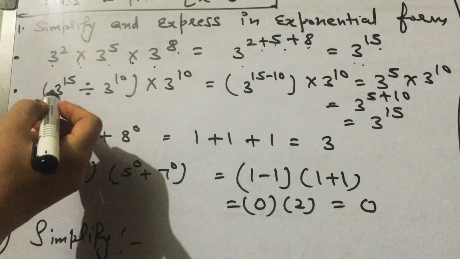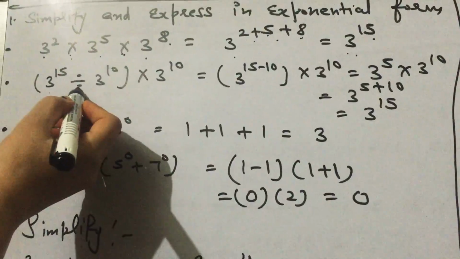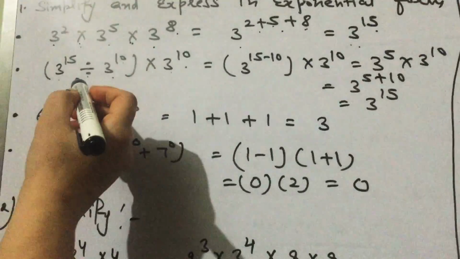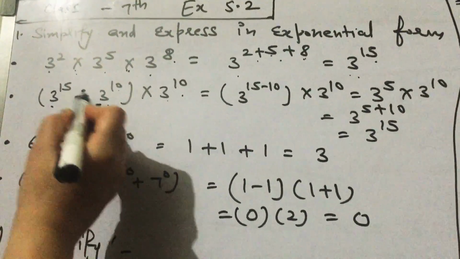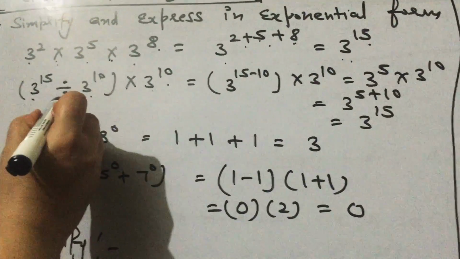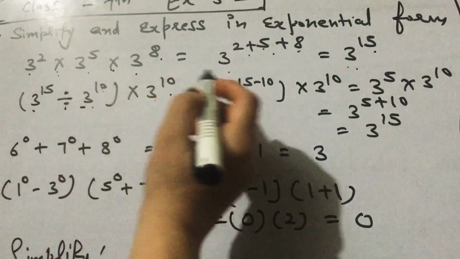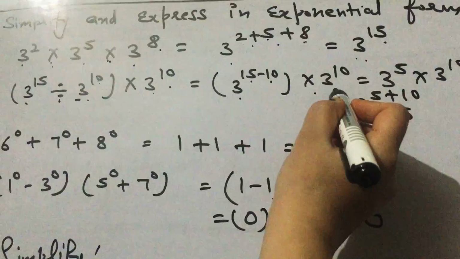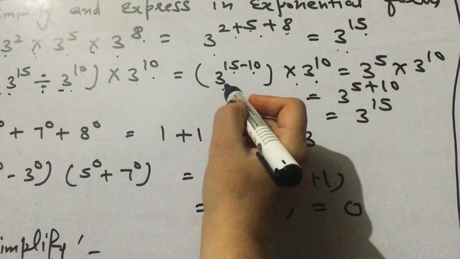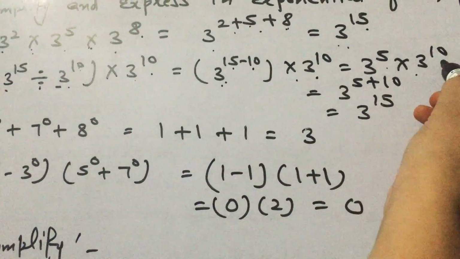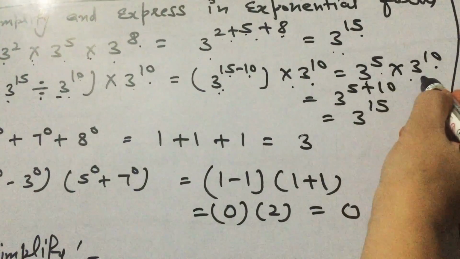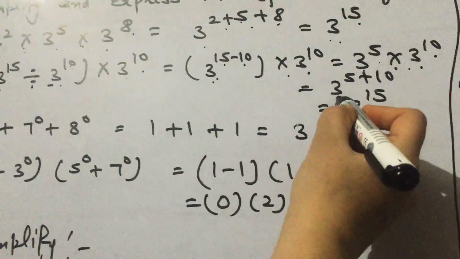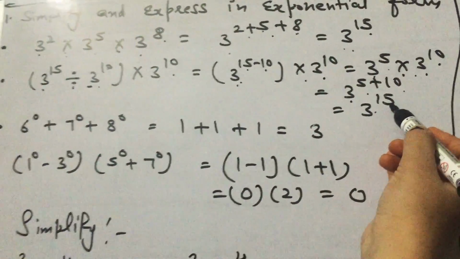Next question, 3 raised to power 15 divided by 3 raised to power 10, times 3 raised to power 10. Now the base is the same, the power is different, but the divide sign is here, so the power will be subtracted. 3 raised to power 15 minus 10, times 3 raised to power 10 will be as it is. So 3 raised to power 5 times 3 raised to power 10. Now the base is the same, the power is different, the multiply sign is here, so the power will be added. 3 raised to power 5 plus 10, 3 raised to power 15.